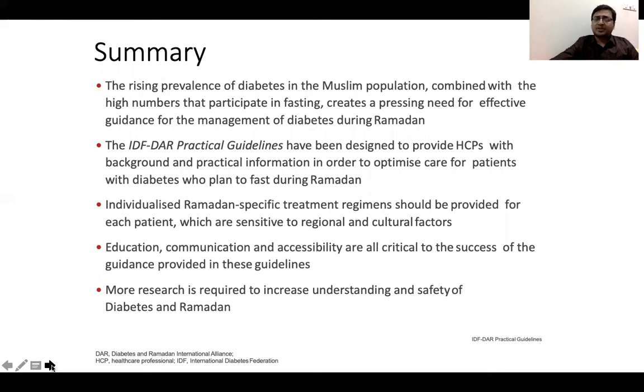Education, communication, and accessibility are all very critical to the success of the guidance provided in these guidelines to prevent mortalities as well as morbidities. And ultimately, obviously, more research is required to increase understanding of the safety of diabetes and Ramadan.